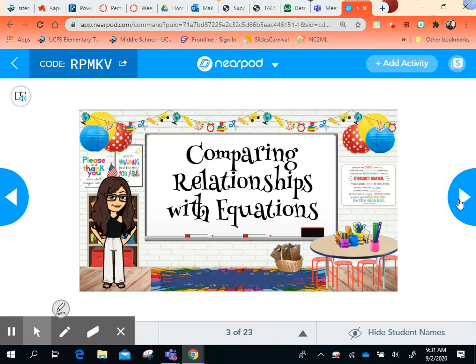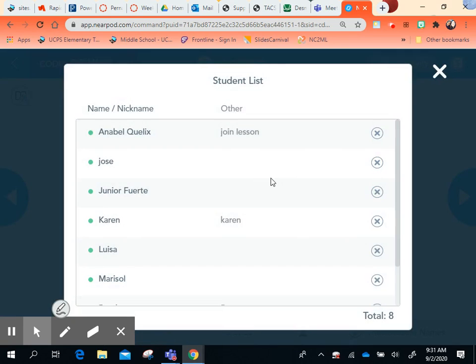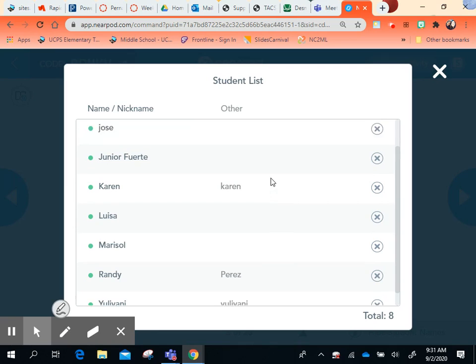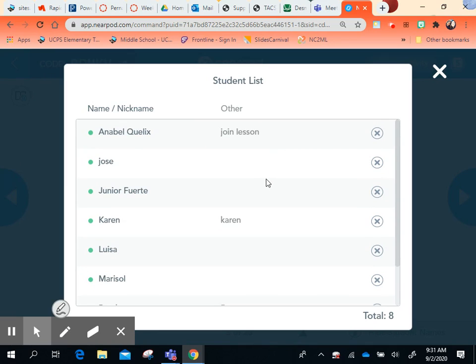Okay guys, so today we are comparing relationships with equations. Make sure you're on our Nearpod. I don't have enough people on there, so that means I'm missing half the class. So let's go. Make sure you're putting your name in Nearpod, whether you can see my screen or not. I have 15 people present today, so I should have 15 names on that screen.